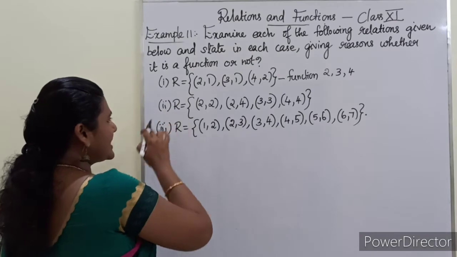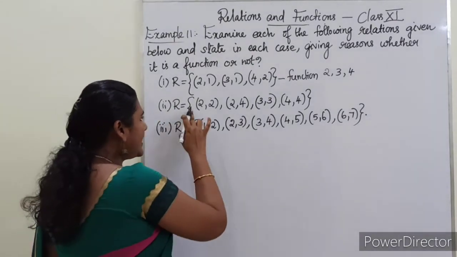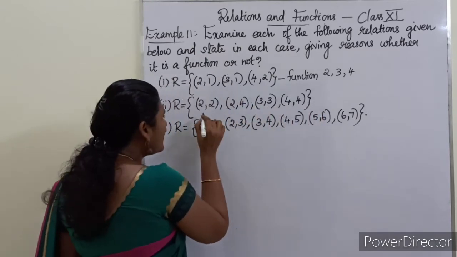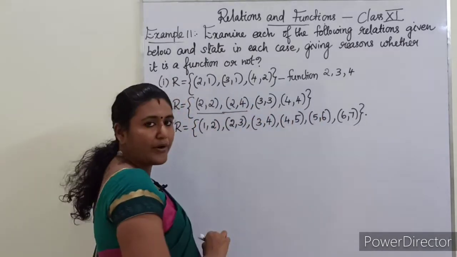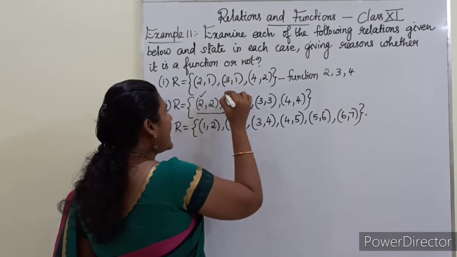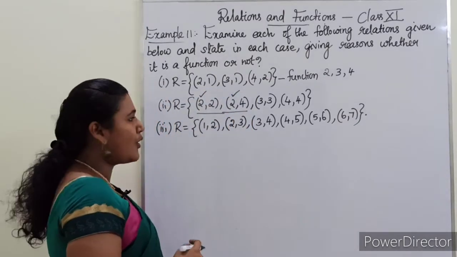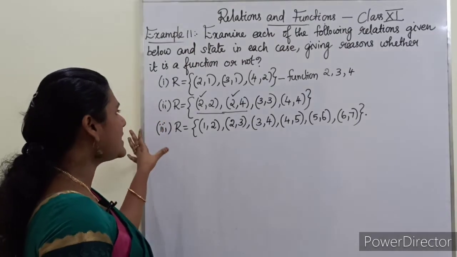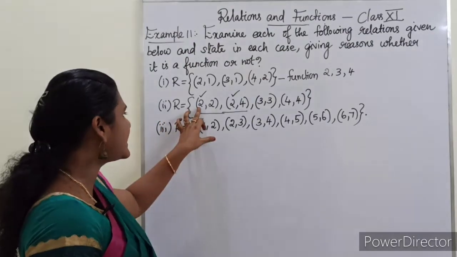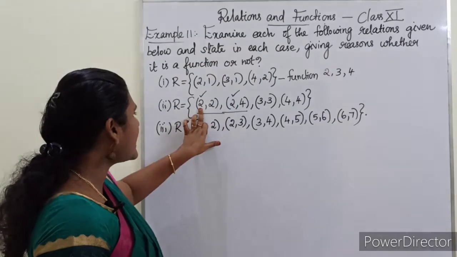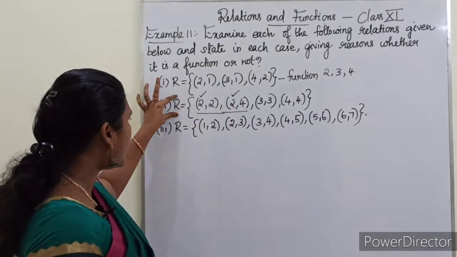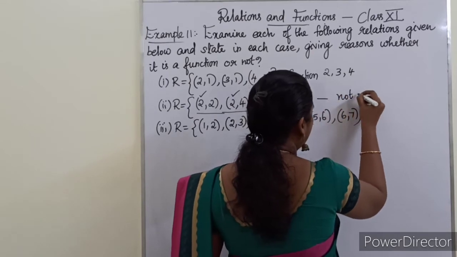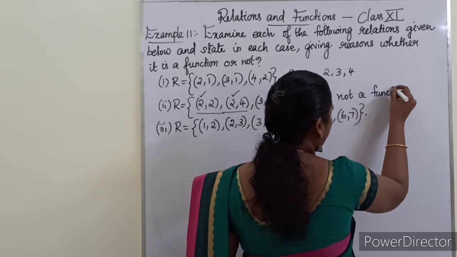Now we will move on to the second relation. Here the ordered pairs are (2, 2), (2, 4), (3, 3), (4, 4). If you see the first two ordered pairs, the first element is the same. We have already learned the definition of functions: no two distinct ordered pairs will have the same first element. So that condition is not satisfied by this relation. So this relation is not a function.